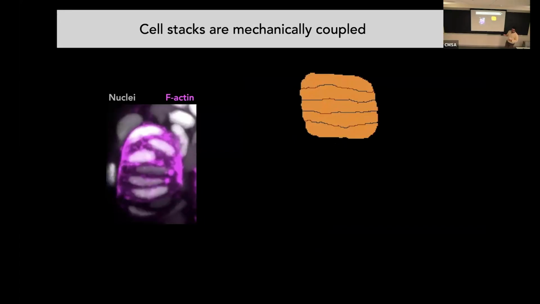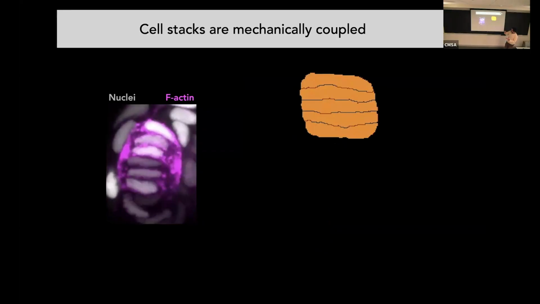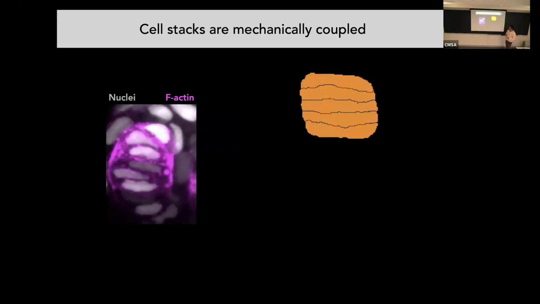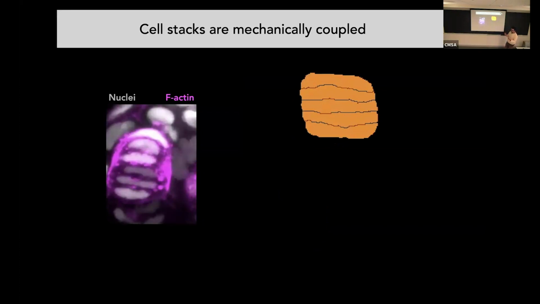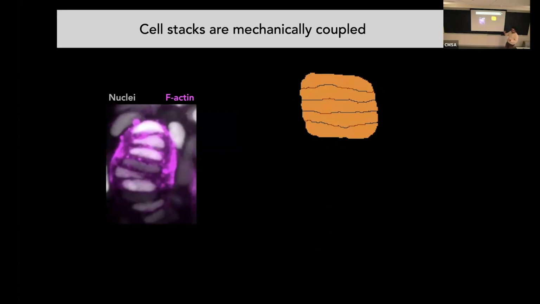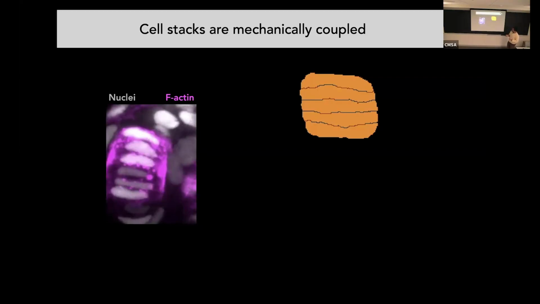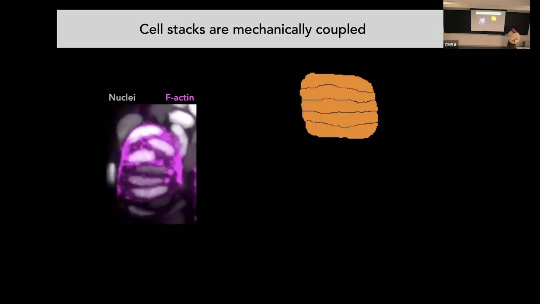This is how the stacks look when they are formed. What you see in magenta here is actin. These cells are basically jammed with each other, and there's a huge concentration of actin around these cells. And then you can see that they're oscillating more or less, but they're holding each other together, right? And that's where we thought that the shape constraint comes from.